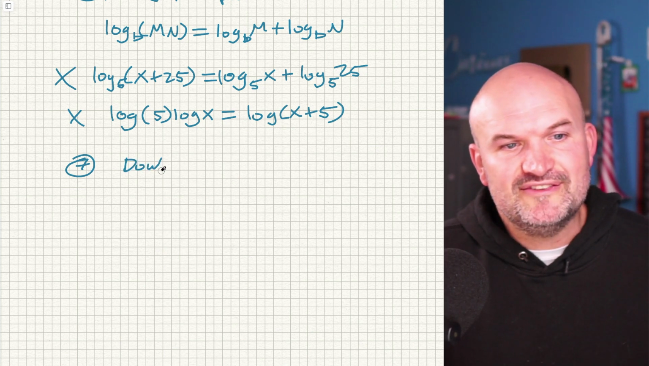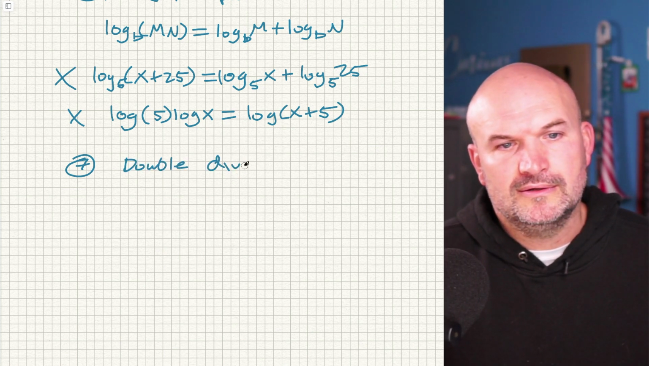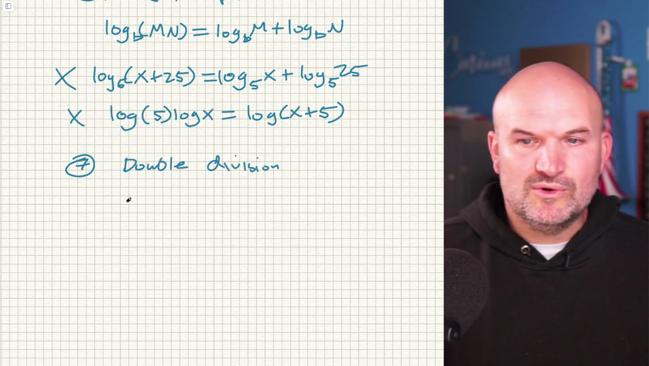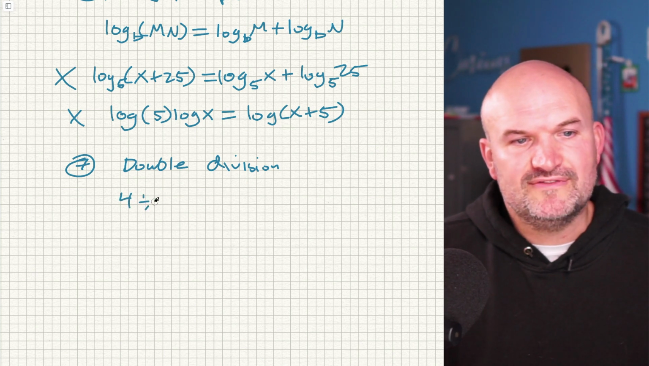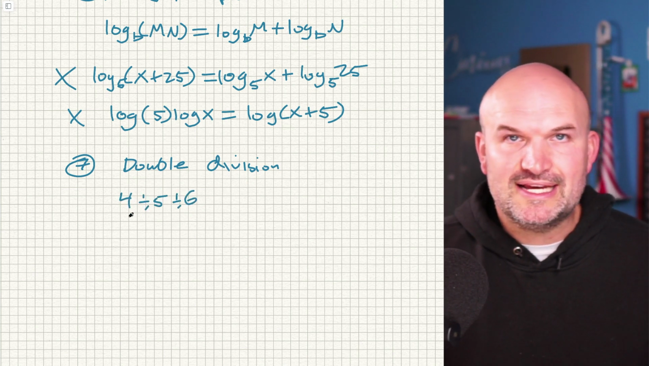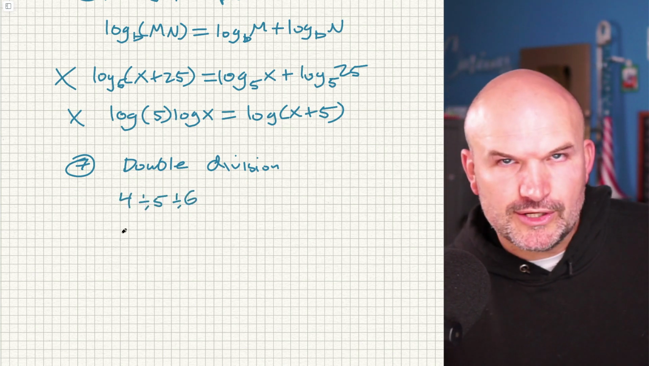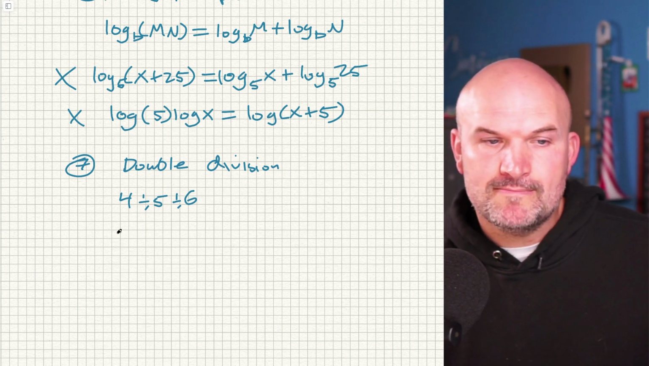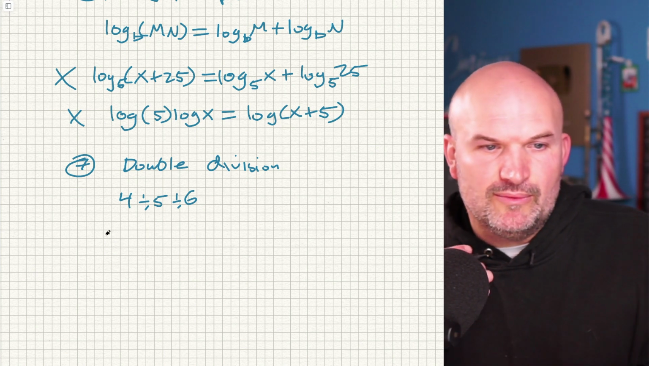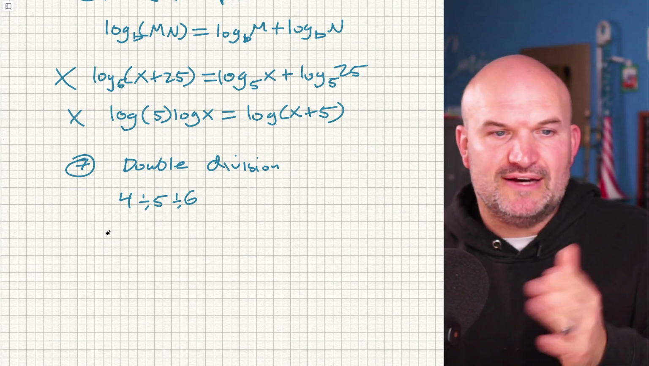The double division. So if I was going to say, what is 4 divided by 5 divided by 6, how would you do that? What would you do? Well, if you remember the rules of exponents, and we only have division, you always want to work from left to right.